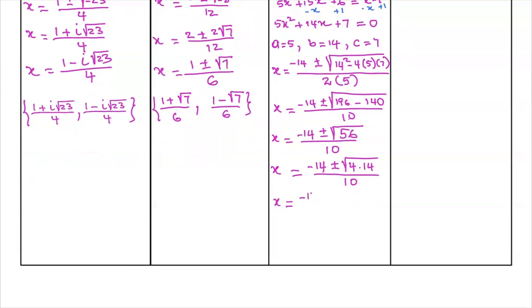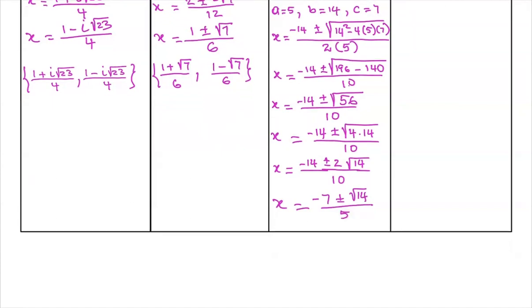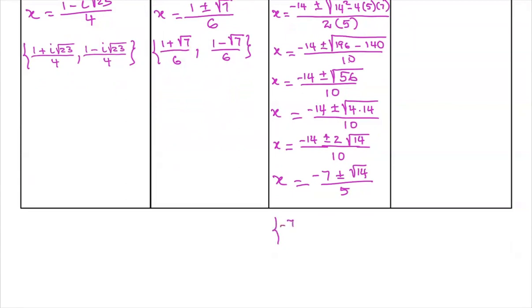Then x equals negative 14 plus minus the square root of 4 is 2, so 2 square root of 14 over 10. Simplify everything by 2. So x equals negative 14 divided by 2 is negative 7. 2 square root of 14, you're not dividing the 14 by 2 because it's inside of a radical. You're only dividing the 2 by 2, that is just plus minus square root of 14, over 10 divided by 2, that's 5. Your solution set is negative 7 plus square root of 14 over 5, or negative 7 minus square root of 14 over 5.